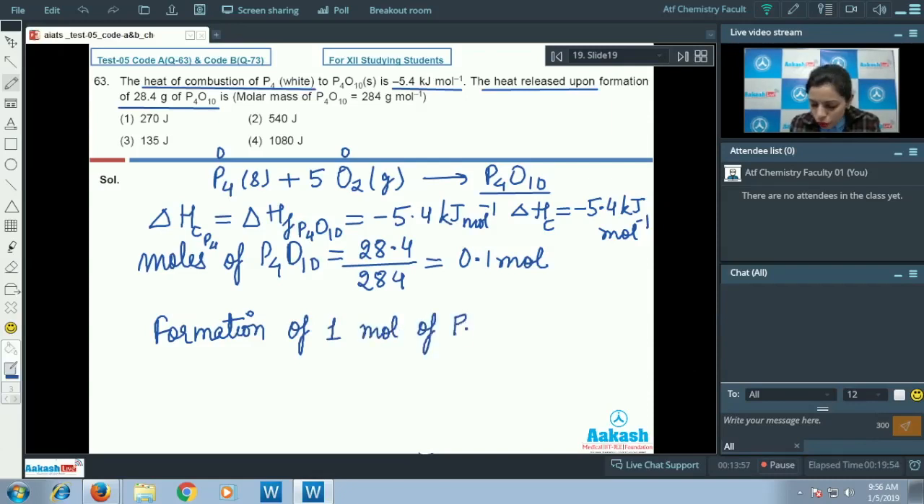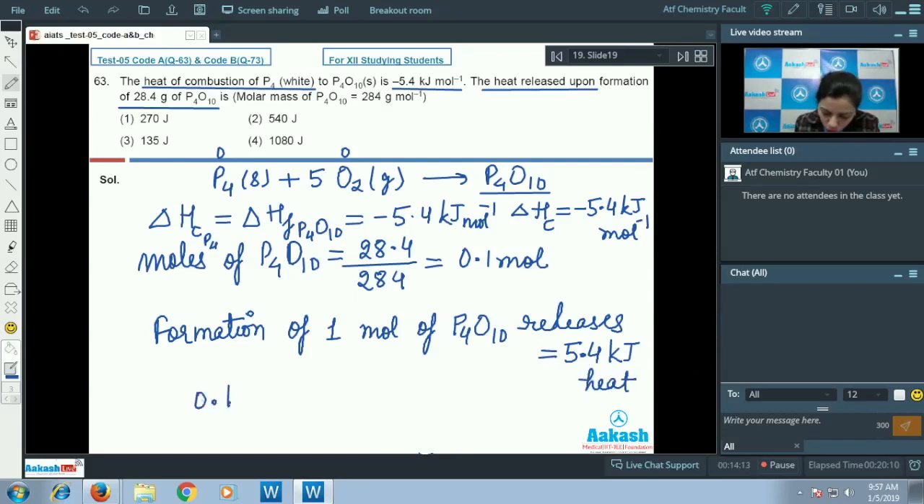Now, on the basis of this, we can say that formation of one mole of P4O10 releases 5.4 kilojoule heat. Then definitely during the formation of 0.1 mole of this P4O10, the heat released will be 5.4 into 0.1, that is 0.54 kilojoule heat.